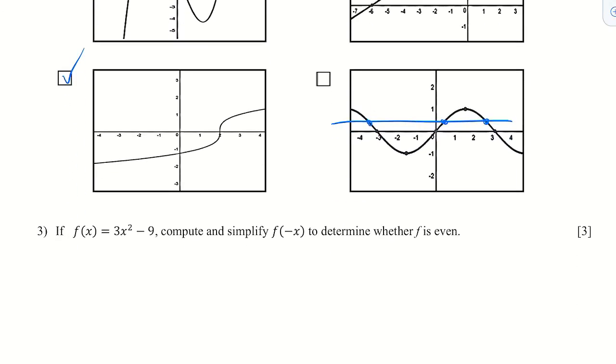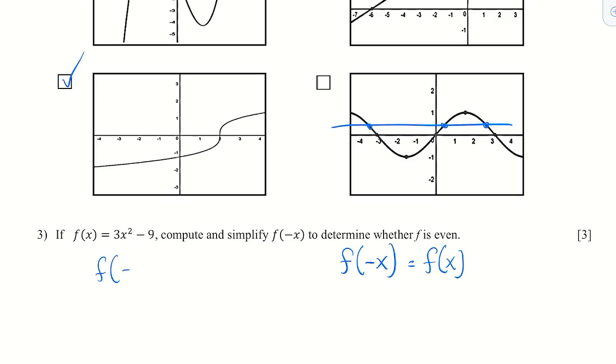Okay, moving on. So it says if f of x is equal to 3x squared minus 9, compute and simplify f of negative x, and determine whether f is even. So f being even would mean that if I take the negative x and place it into my function f, I should actually get back out the original. Which means that the negative actually has no effect on the graph itself.